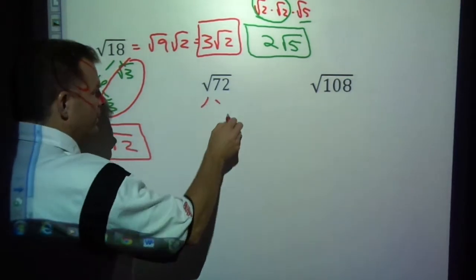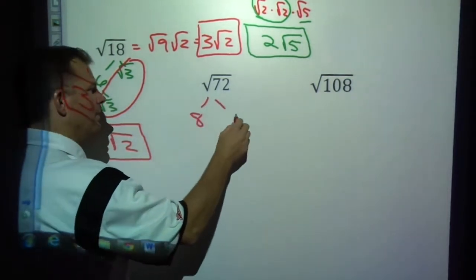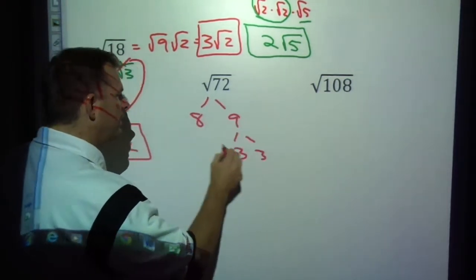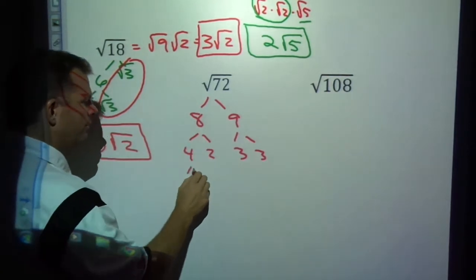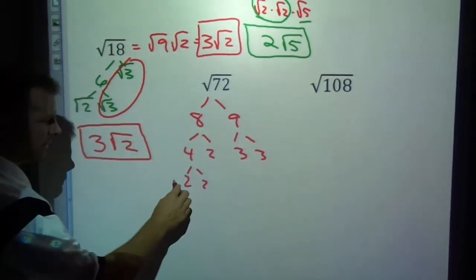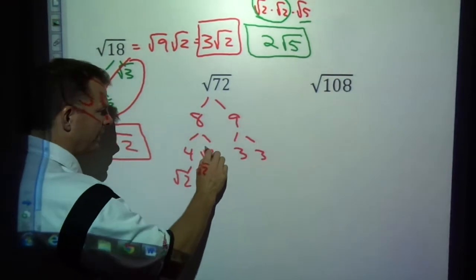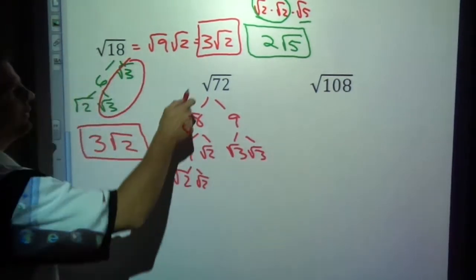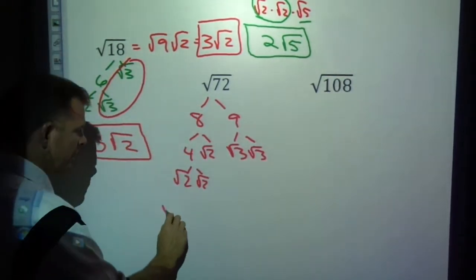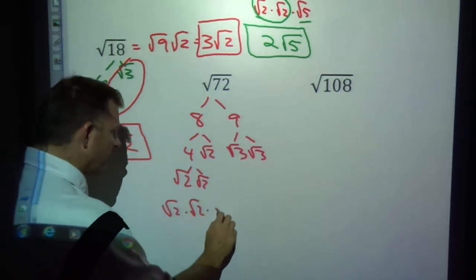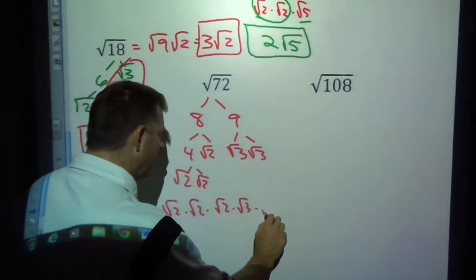72. Here we go. How about 8 and 9, 3 and 3, 4 and 2, 2 and 2. I'm finished. Let's put radicals on all my last ones. So the square root of 72 is equal to square root of 2 times square root of 2 times square root of 2 times square root of 3 times square root of 3.